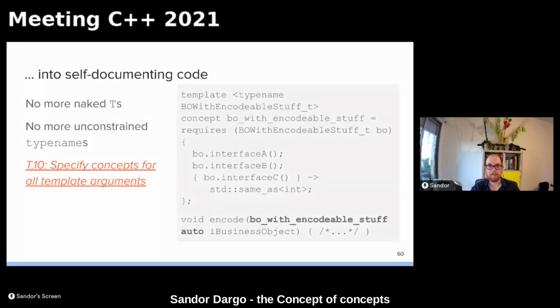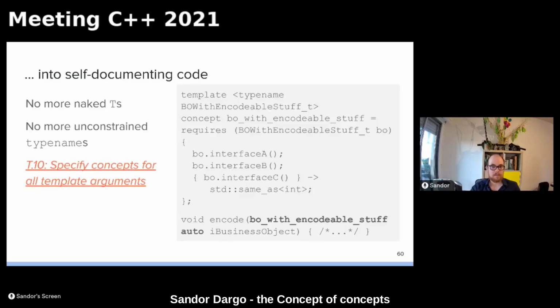So in our example, we can define a new concept. So let's say a business object with encodable stuff. Whatever the body here is not interesting. What matters here is that we document what we expect from a type that could be passed in for our encode function, and then we can use that concept in our encode abbreviated function template here.